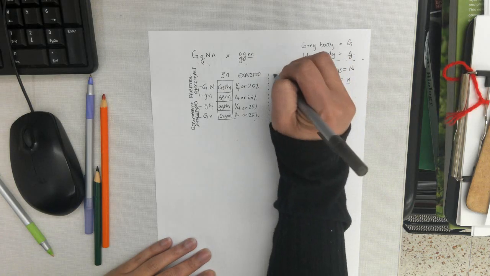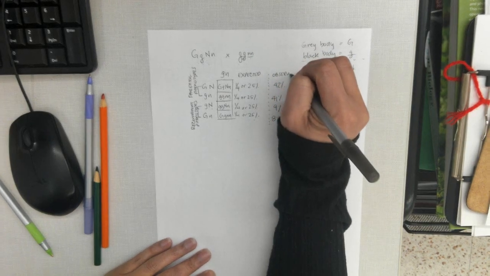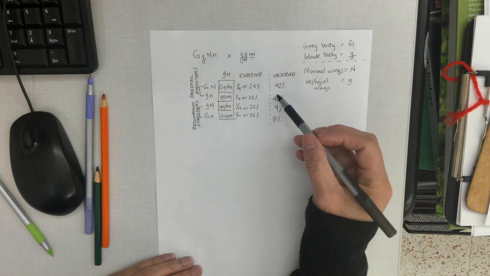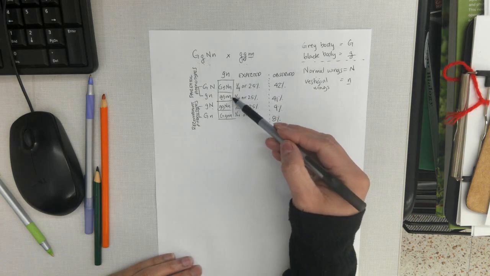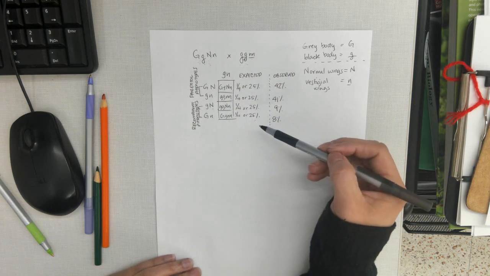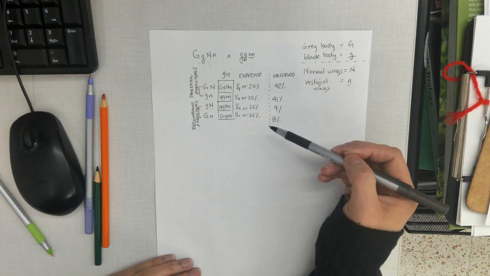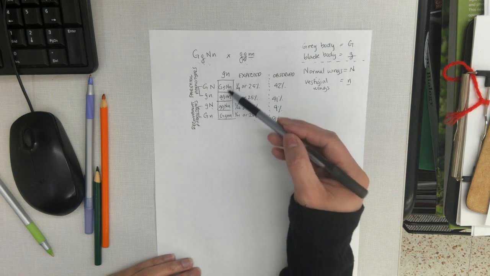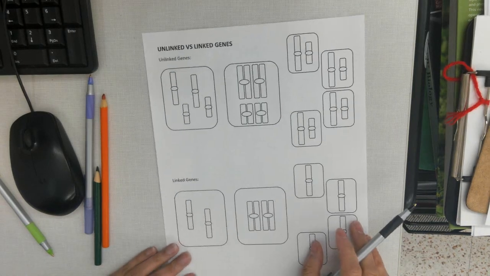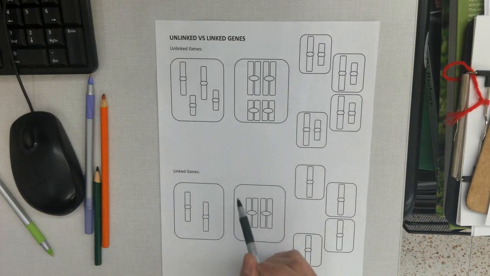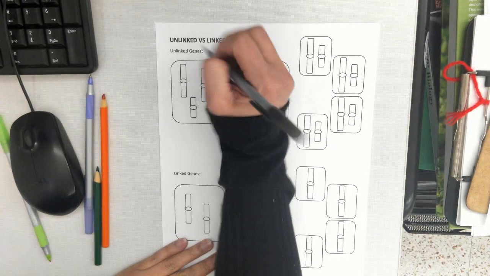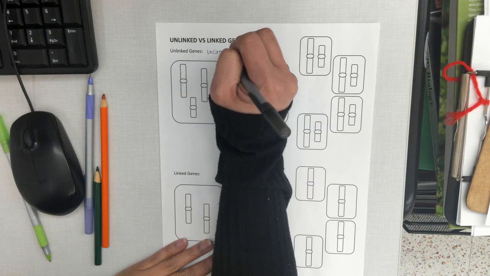So this is what he actually observed, and it didn't match. He was trying to figure out why each one of these phenotypes didn't have the same or equal opportunity to be shown in the offspring when they all have a 1 out of 4 chance. So we have to take a look at these genes, whether they're linked or unlinked. When genes are unlinked, that means these genes are located on different chromosomes.